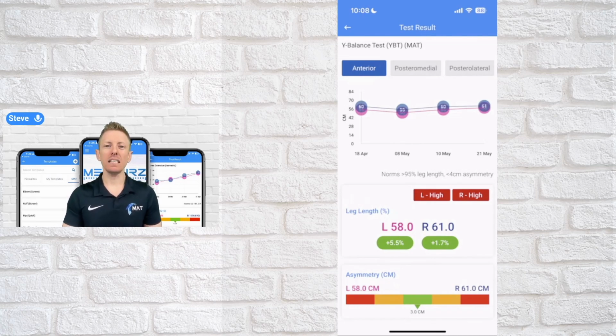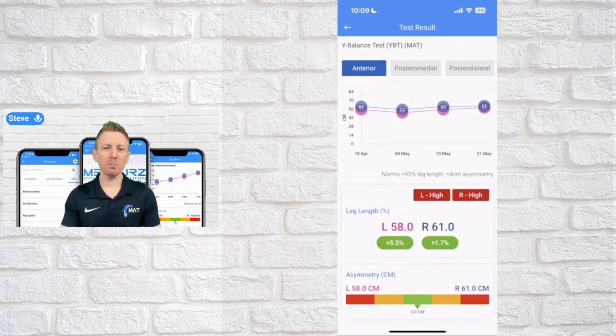Now you'll see there's some little tabs giving you some guidance above that data there, with the left being high and the right being high. That's because it falls below those norms of 95% of leg length. So obviously they're at 58 and 61% of leg length. When we look at the normative data for the anterior reach, we should be up around that sort of 95% of leg length there. So that's just how you can start to use that data and communicate it.